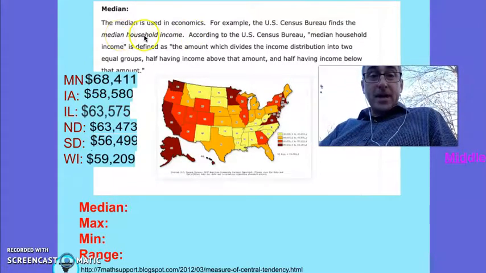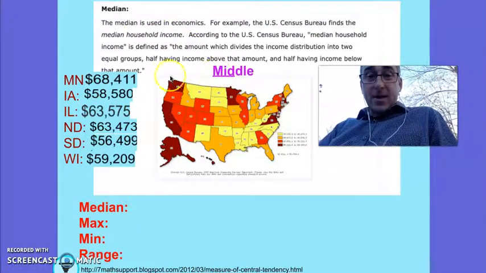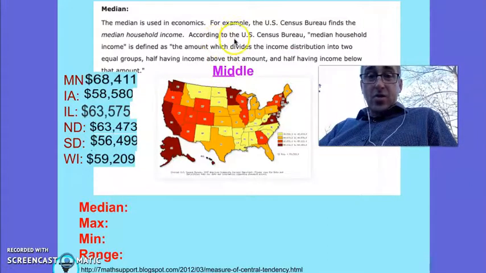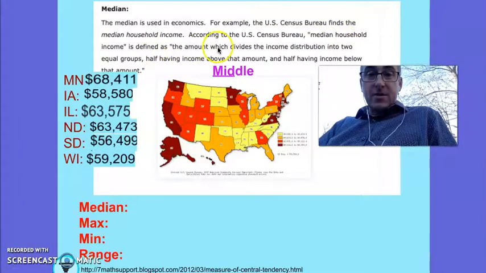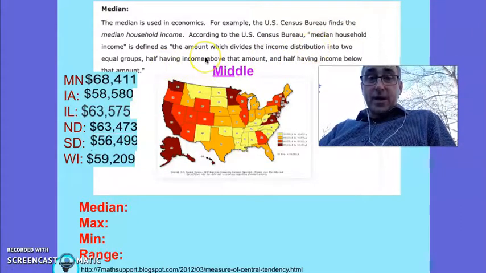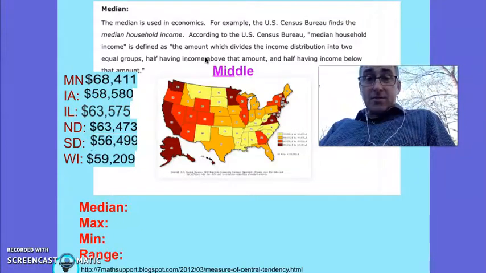When they look at median household income, remember, that's middle income. They take all the incomes in every single state and find out what the middle number is for each of those states. According to the U.S. Census Bureau, the median household income is defined as the amount which divides the income distribution into 2 equal groups. Half of the group income is above a certain amount, half of the income is below a certain amount.